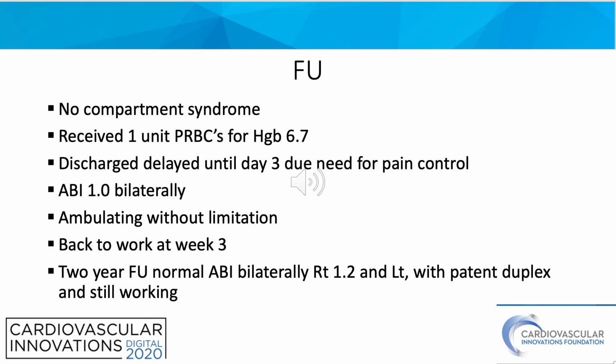We did measure his ABIs before he went home. These were 1.0 bilaterally, and actually he was ambulating without limitation at the time of going home. He went back to work at week 3. Since he, again, lifted in a factory, we wanted to give him 2 to 3 weeks for those groins to seal in. And we actually have 2-year follow-up with normal ABIs bilaterally at 1.2, both right and left, and duplex scanning of the aortoiliac artery shows wide patency, and the patient's still working.